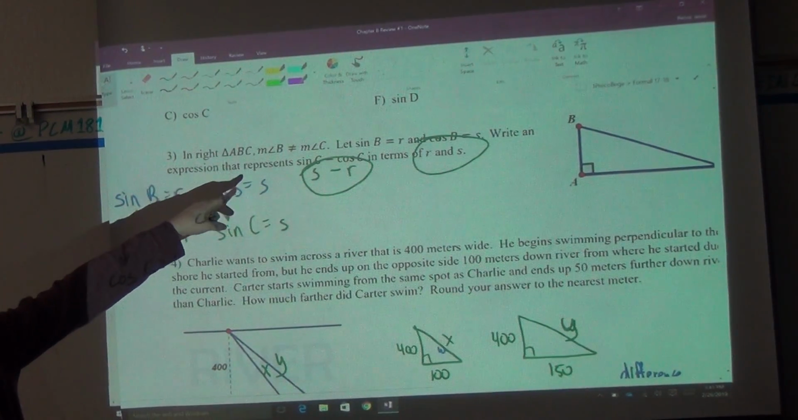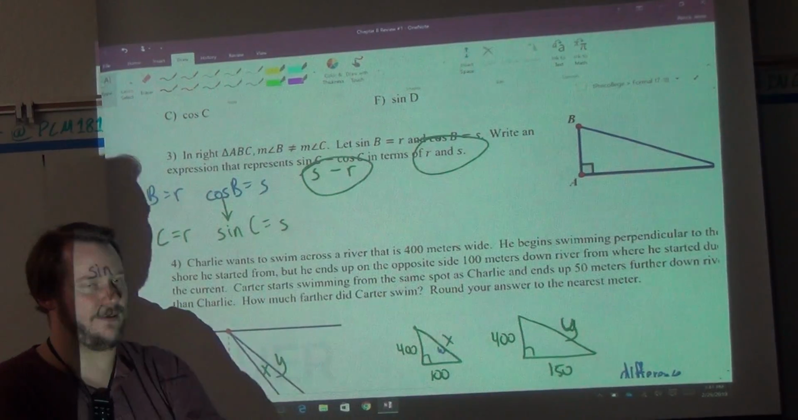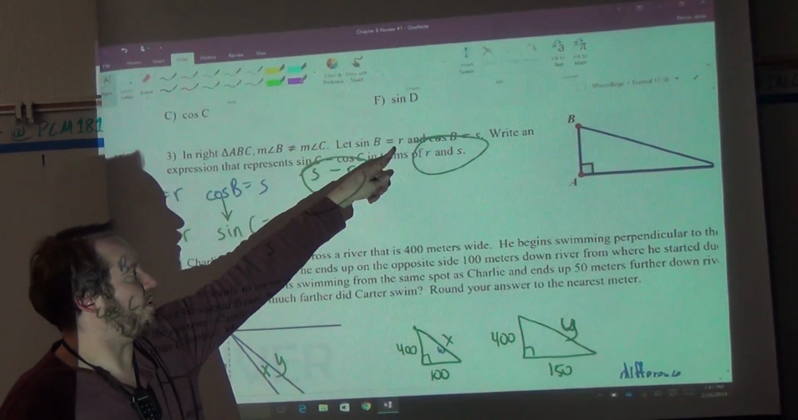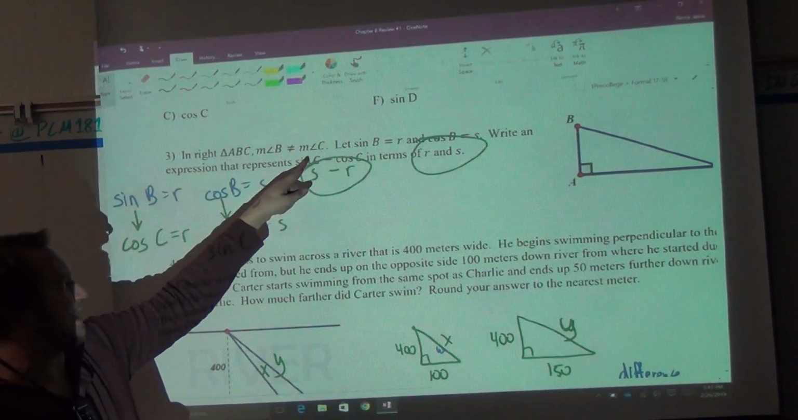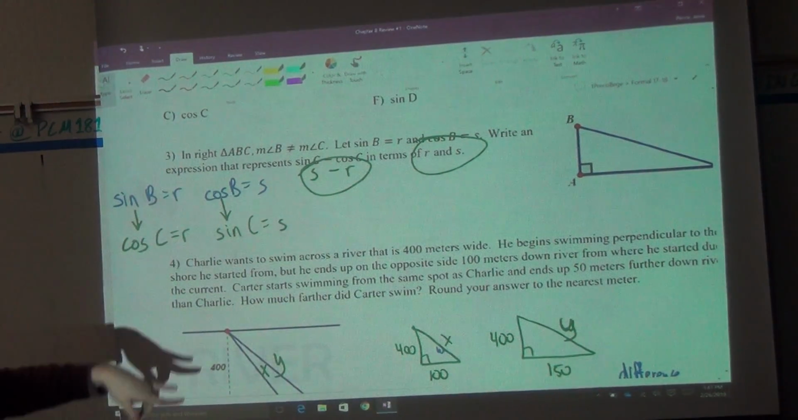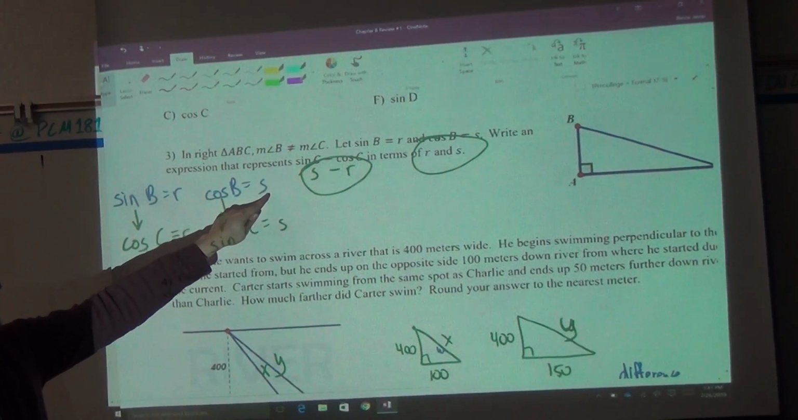But we've got a right triangle ABC. B and C are not the same. We don't have a 45, 45, 90 triangle. The sine of B is R and the cosine of B is S. Write an expression that represents the sine of C minus cosine C in terms of R and S. So it told us that the sine of B is R and told us the cosine of B is S.